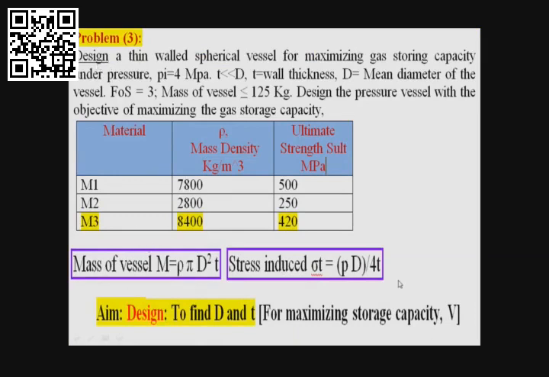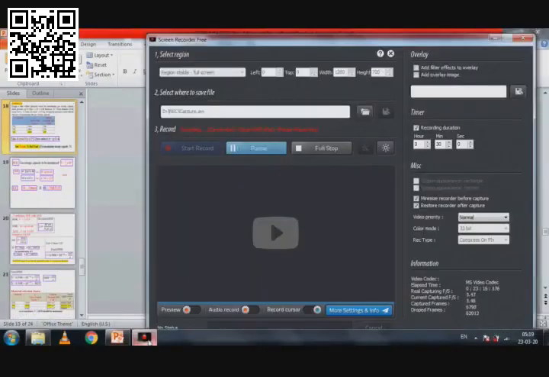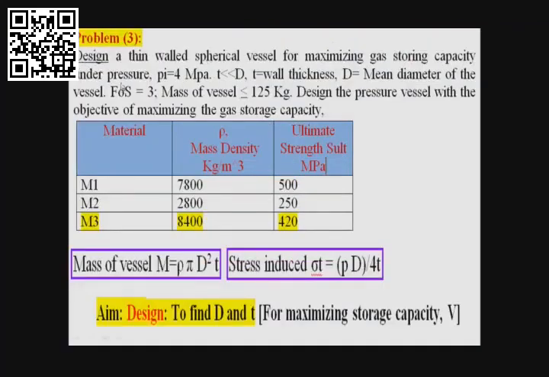Next, let us see problem number 3. Design a thin wall spherical vessel for maximizing the gas storing capacity under pressure. Pi is equal to 4 megapascal. This is the capacity of the spherical vessel, that is Pi, the internal pressure or design pressure, equal to 4 megapascal, and thickness is very less than diameter.